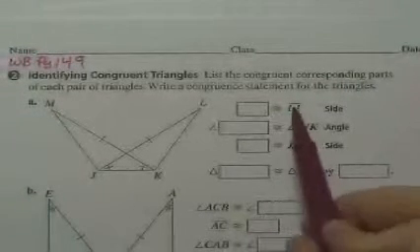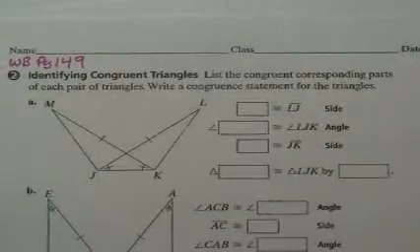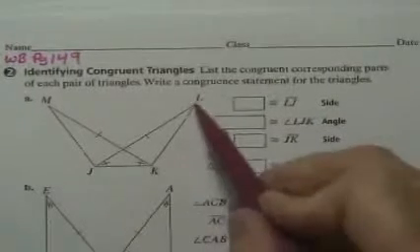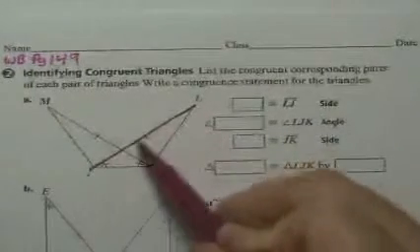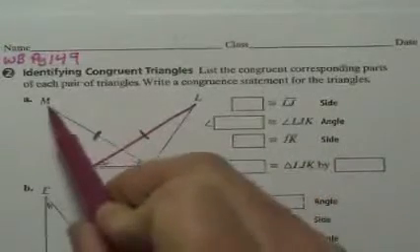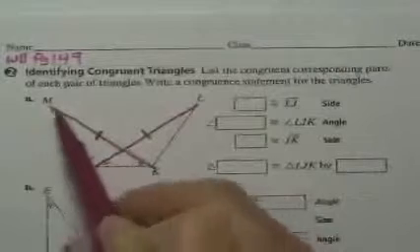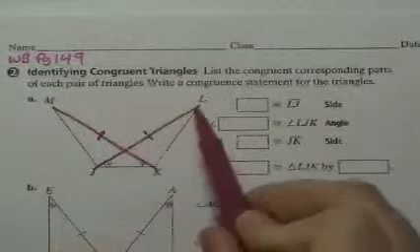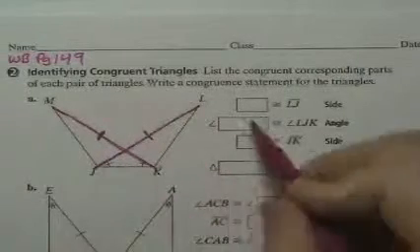Notice the first thing we have is LJ. So LJ, here's LJ right here. That one there, it's got the one tick mark. Look at this one. It should match up with this one, which is MK. LJ matches up with MK.